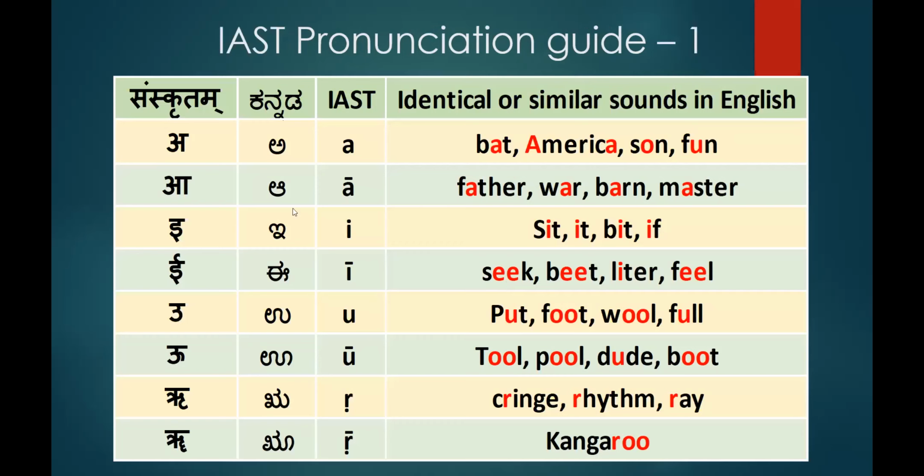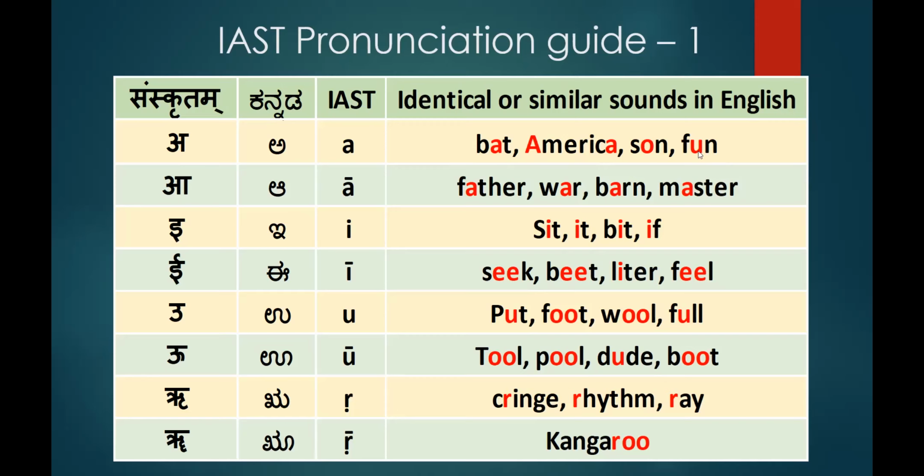If you notice, we have given a chart here. In Samskruta, there is a. In IAST also, it is not a, but it is a. So we are going to write a, but we have to pronounce it as a. How do we get that sound? You can look at these four words here: bat, America, sun, fun. So let us take the last word, fun. F-U-N.